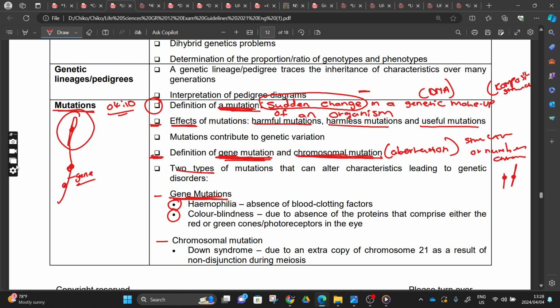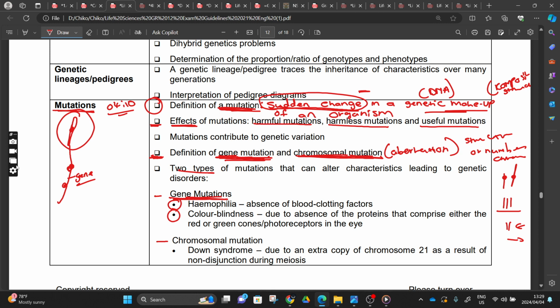And then you can also find a situation where, during chromosomal non-disjunction, we have more chromosomes, which is also referred to as chromosomal mutation. It's a sudden change in the genetic makeup. It means that we should only have two, but now we have more chromosomes, or we have fewer chromosomes, monosomy or trisomy 21, right? You know that. So you should be able to define gene mutation and chromosomal mutation. By this time, you know.